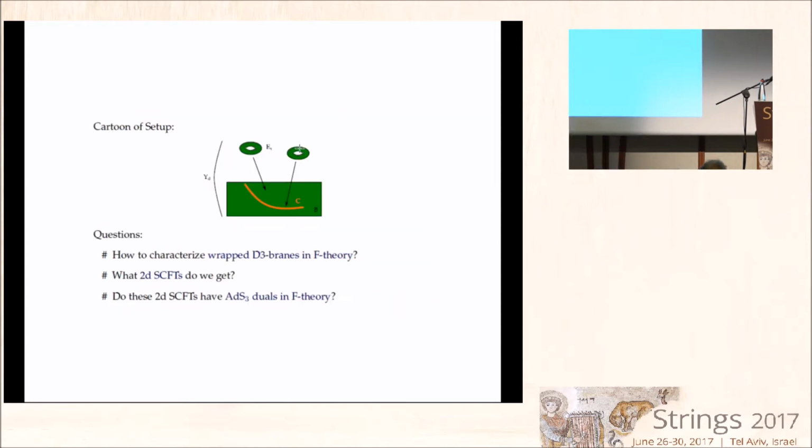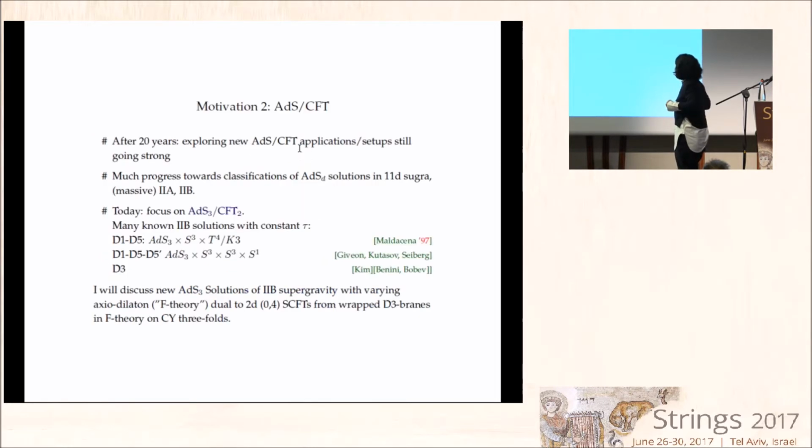So here's a cartoon. There's an elliptic fiber. This is the base. This is the Calabi-Yau. And the D3 brane will wrap a complex curve inside the base, and some transverse R^{1,1}. So there's a natural question: how do I characterize these wrapped branes? What type of 2-dimensional theories do I get? And thirdly, these are actually conformal. What are the AdS3 duals? And this will happen actually within F-theory.